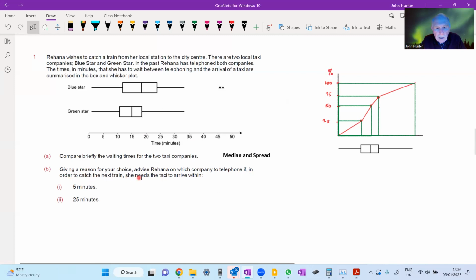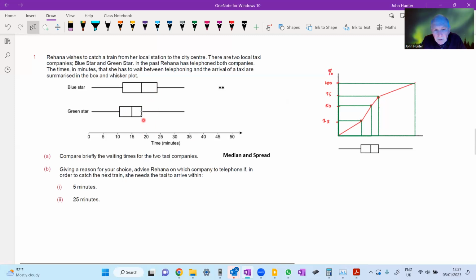Giving a reason for choice, I advised Rihanna on which company to telephone in order to catch the next train. She needs the taxi to arrive within 5 minutes and 25 minutes. Okay, so well, yeah, I think basically we'll be going for Green Star here, wouldn't we? I mean, it's got its 75th percentile down at 18 minutes, whereas this one's up at here.